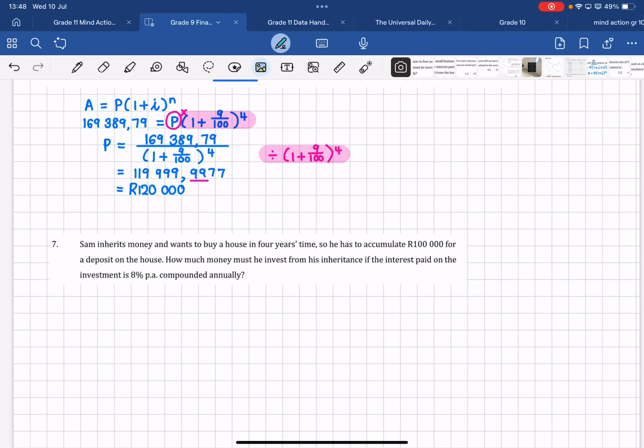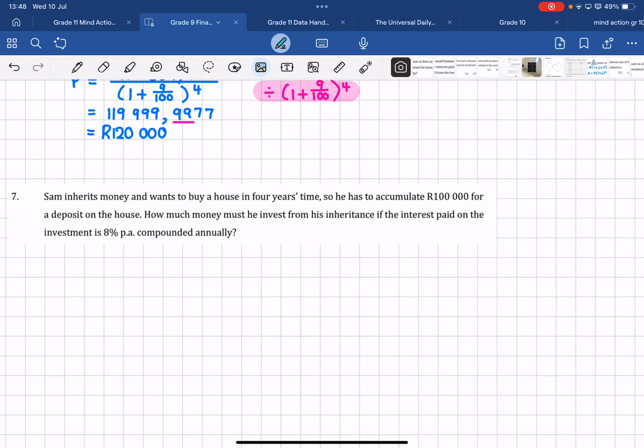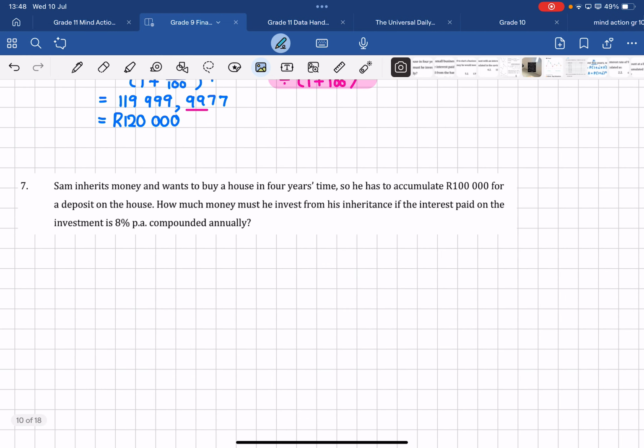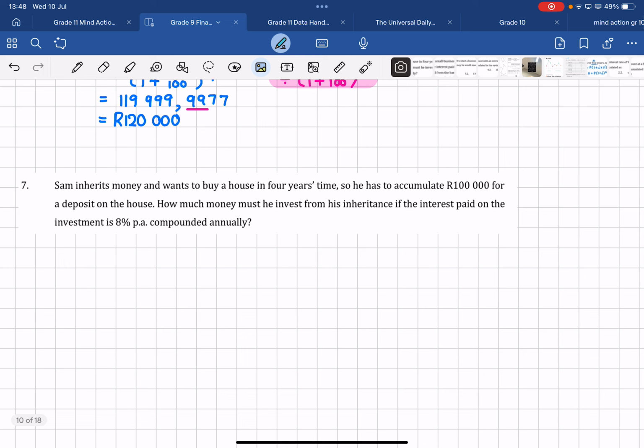Right, for number 7, the question is saying, Sam inherits money and wants to buy a house in 4 years' time. What letter is that? N. So he has to accumulate 100,000 rand for a deposit on the house. Guys, when is he going to buy this house? In 4 years' time. So does he need 100,000 rand now or in 4 years' time? In 4 years' time, right?